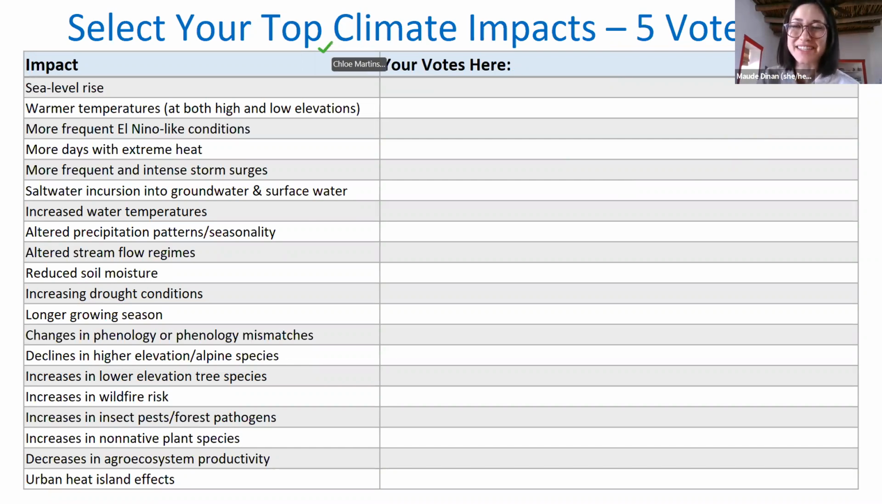So here is the board that we're using that lists all the possible climate impacts. And so in your groups, or if you're working on your project individually, you can use 5 votes, and you can cast your votes however you like. For instance, you can put all 5 votes in sea level rise if you think that's your top climate impact for your project area, or you can spread it across 5 different impacts. So we're going to give you a few moments to cast your votes, and then we're going to talk about it a little bit more.